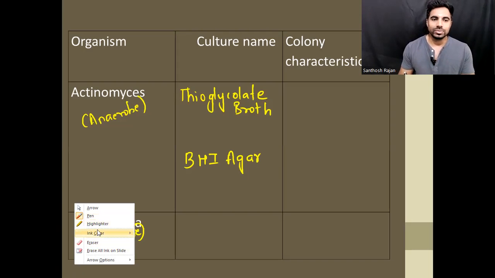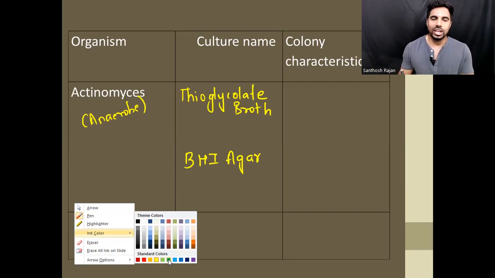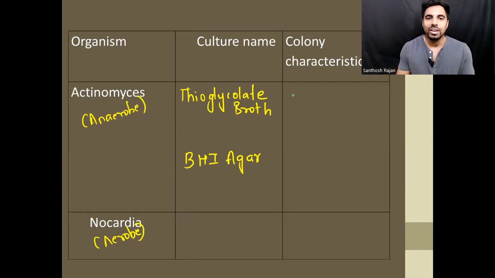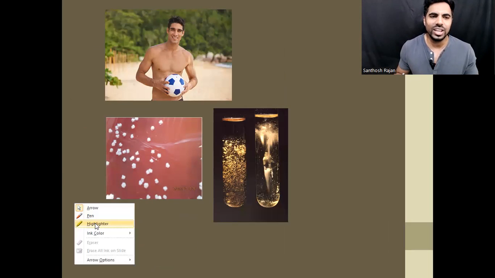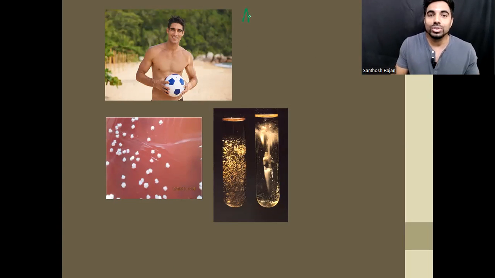Now, listen. In thioglycolate broth, what you're going to see is the fluffy ball. Let's go to the slide. I'll go from the picture back, that'd be easier. So who is this guy? This is an Israeli guy. Why an Israeli guy here? That's what I'm going to say. Actinomyces israelii, right?